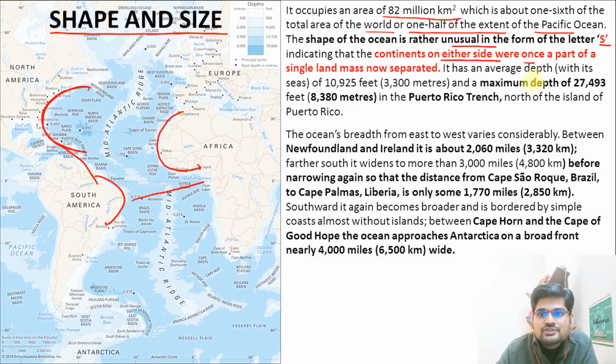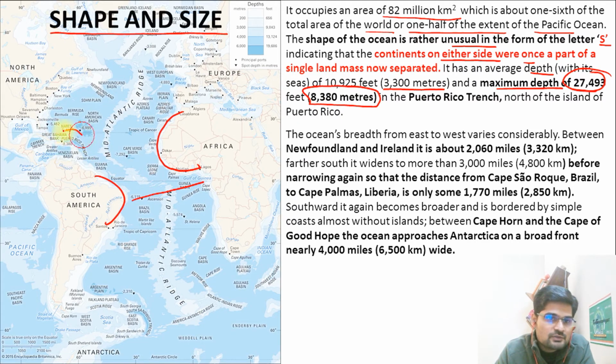So the average depth, if you see in this particular area, is about 3,300 meters, and maximum depth is 27,493 feet, which is about 8,380 meters. And where is it? It is at the Puerto Rico Trench. At this particular location, you see this Puerto Rico Trench here. This is this particular area north of the island of Puerto Rico, which is about the deepest part of this ocean. Now, the ocean's breadth from east to west varies considerably.